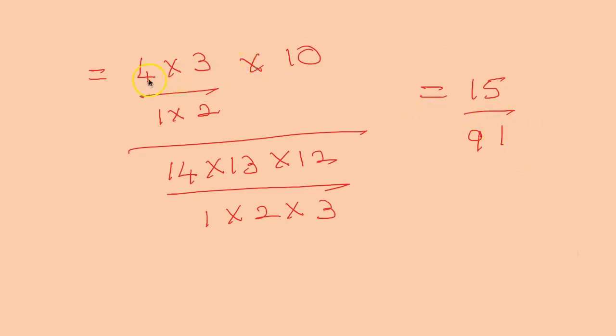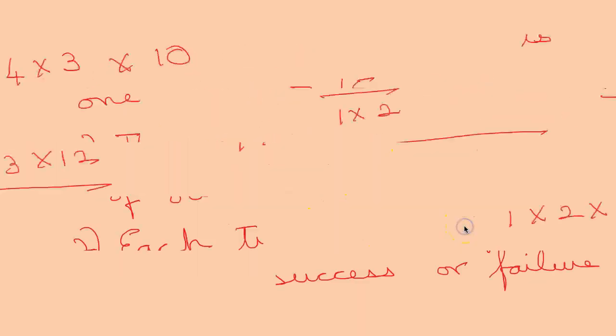4C2 is 4 into 3 by 1 into 2. 14C3 is 14 into 13 into 12 by 1 into 2 into 3. This is an easy method to calculate combinations.